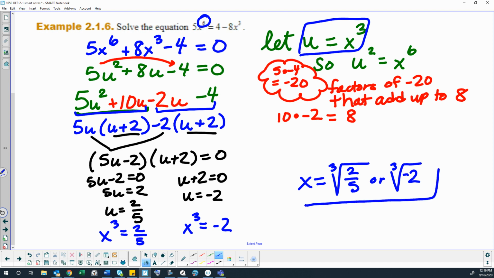There's our solution. We used a quadratic method to solve a non-quadratic problem simply because we could make it look like a quadratic. Kind of crazy, huh? Let's do the next one.